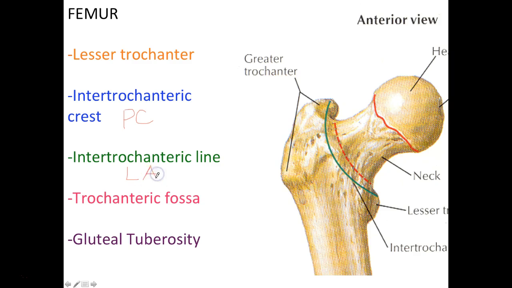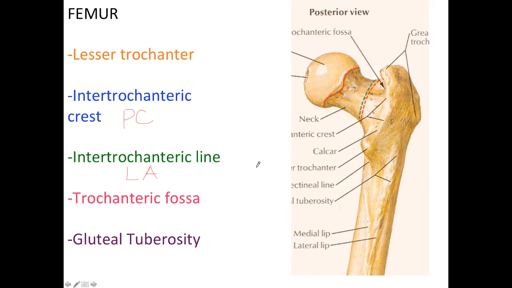The line is anterior. So that might help drill in that the line's anterior and the crest is posterior. Now, underneath our greater trochanter, this is going to be another depression that you can fit your pinky into, is going to be the trochanteric fossa. Trochanteric fossa. And we have another roughened bump on this bone. This will be our gluteal tuberosity. And we're going to have our gluteus maximus muscle inserting here.